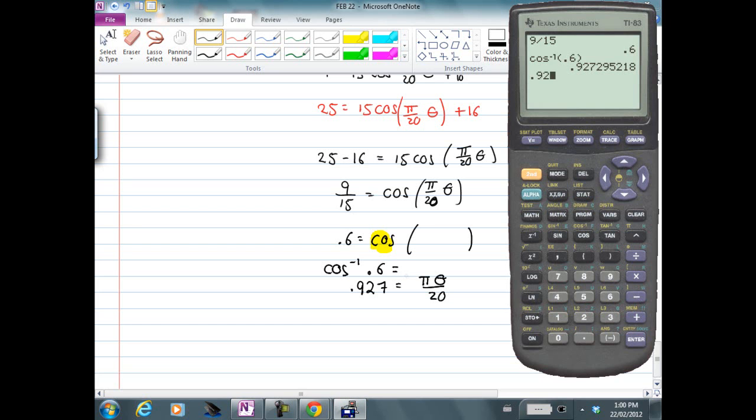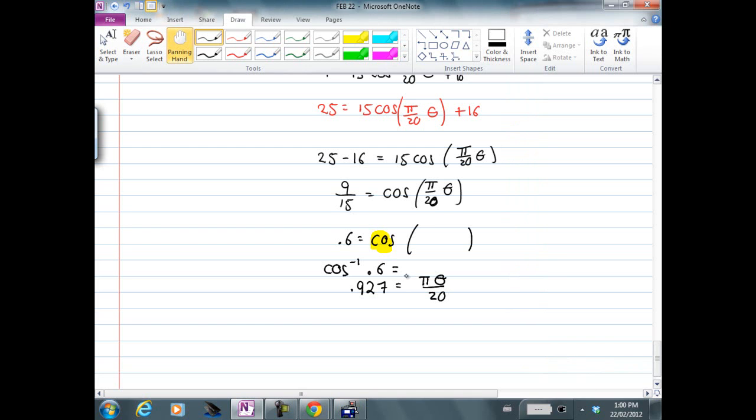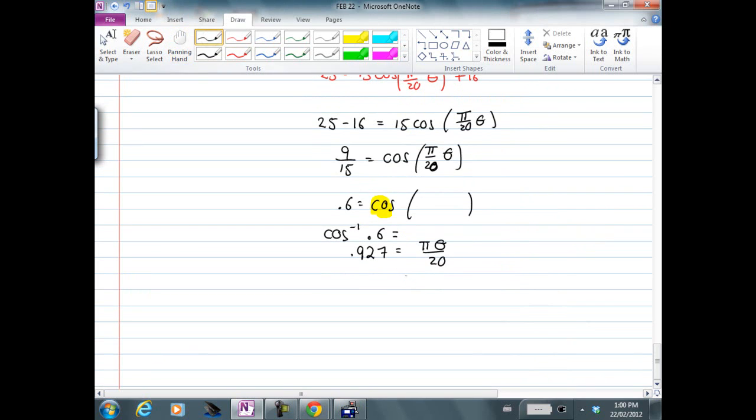I bring the 20 over, which gives you 18.54. Now, I divide it by pi. And what you should get is 5.9 seconds. So let's write this down. My answer is 5.9 seconds. Theta equals 5.9 seconds. That works perfectly fine. No issues with that. But it took too long.